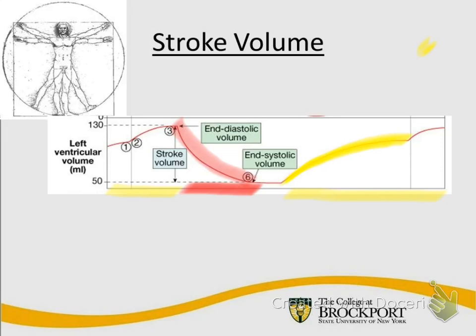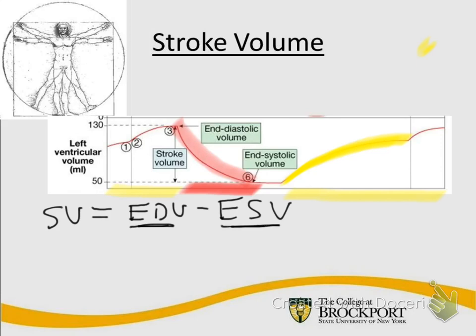So now stroke volume is equal to the maximum volume of the heart, or EDV, minus the minimum volume of the heart, or ESV. So clearly increasing EDV, increasing stroke volume, and just as clearly decreasing ESV will increase stroke volume.